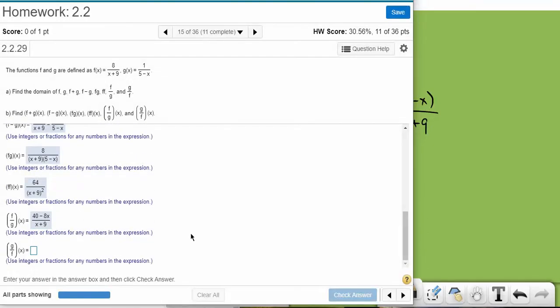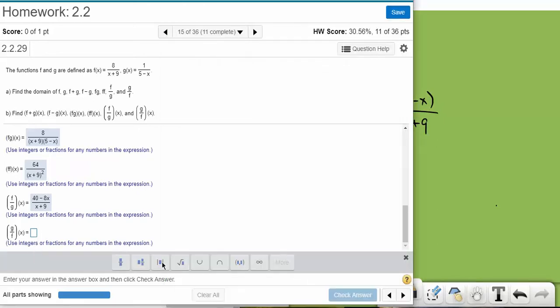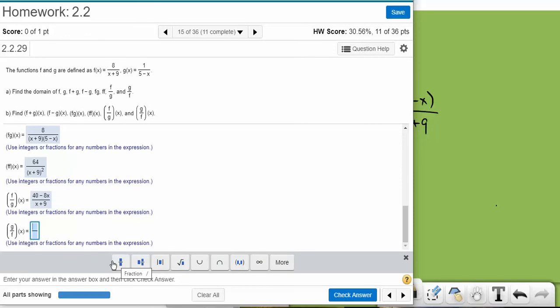Okay, and then now we're going to do it the other way around. So g divided by f, so it's 1 over 5 minus x divided by 8 over x plus 9. So remember, we're going to flip this over. So x plus 9 over 40 minus 8x.